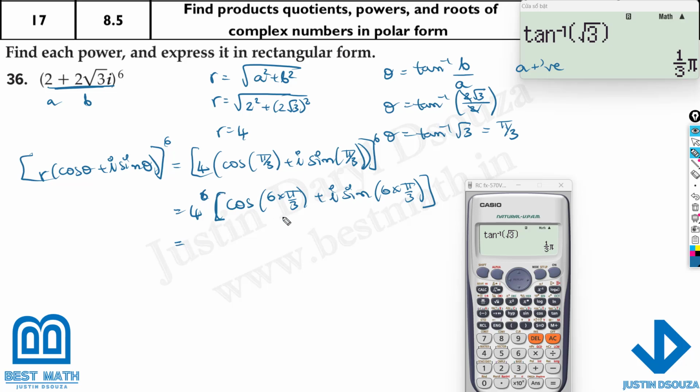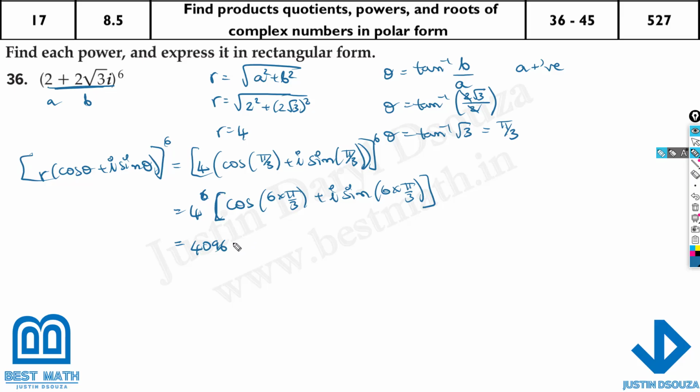And now let's put it in the calculator. You can solve these all individually in the calculator, and then you can write the final answer. 4 raised to power 6 will be 4096. And what about cosine? This is going to be 2 pi. The reason for me to write 2 pi is 6 pi divided by 3 is 2 pi. So this is how we write it. Cosine 2 pi is 1. And over here, sine 2 pi will be 0.